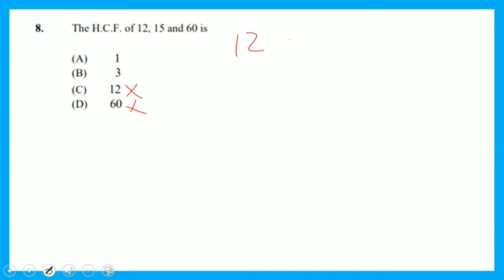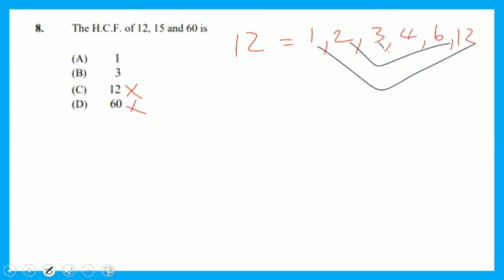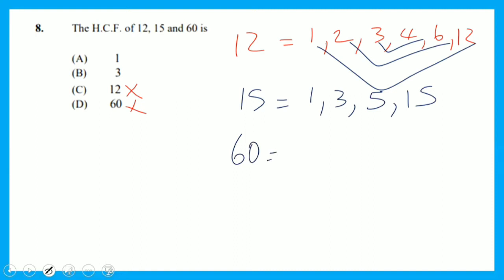Let's go ahead and write down what the factors of 12 are. That's going to be 1, 2, 3, 4, 6, and 12. And to ensure, when you're listing factors, that you don't miss any, you can match them up. Like 1 times 12 gives you 12, 2 times 6 gives you 12, 3 times 4 gives you 12. So you know you're not missing any. 15, that's going to be 1, 3, 5, and 15. And for the number 60, what would be the factors?